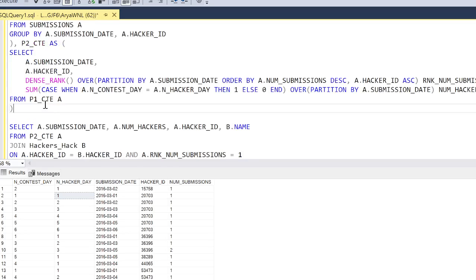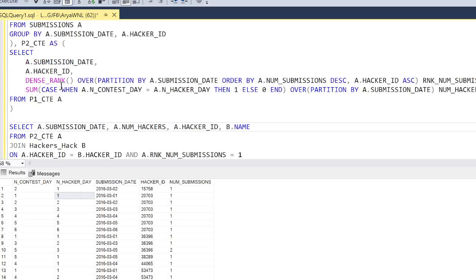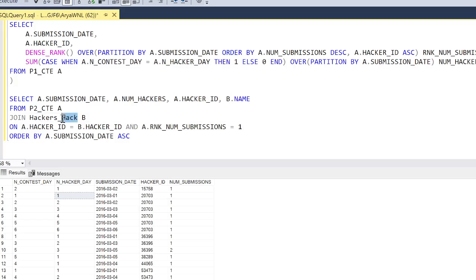Now I am creating this again as a CTE. My submission date I am getting from the submissions table, the number of hackers, that is the number of unique hackers, I am getting from this, and the hacker ID I am getting from this. The name is not present in this CTE; the name is present in the hackers table. So I am joining these two tables, this p2_CTE and the hackers table, on a.hacker_ID equals b.hacker_ID, but I only need the hackers where a.rnk, number of submissions, equals 1.